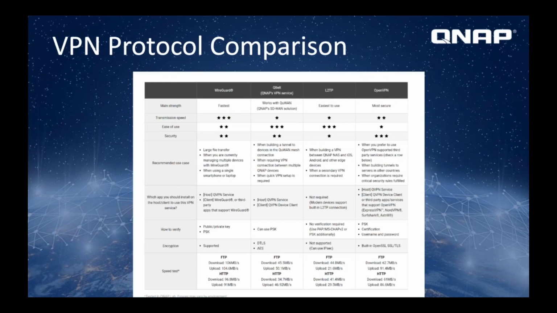Here you can see a comparison table of some of the various protocols that can be used with the QVPN server service, giving us a comparison between speed, ease of use, and security, among other things. We can see WireGuard is the fastest protocol and still maintains decent security. QBelt is also designed for security as well as ease of use, and it works well when building an SD-WAN solution with QNAP. The most secure protocol is OpenVPN, but it may require a little more know-how setting it up.